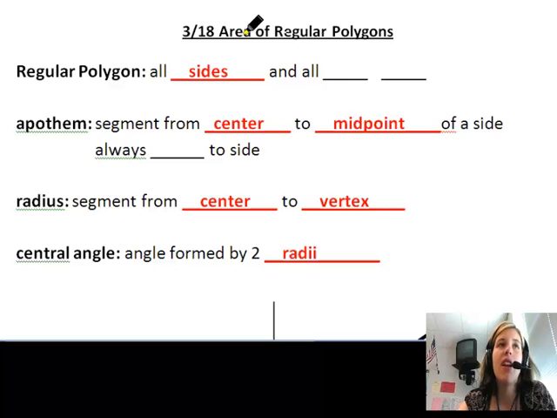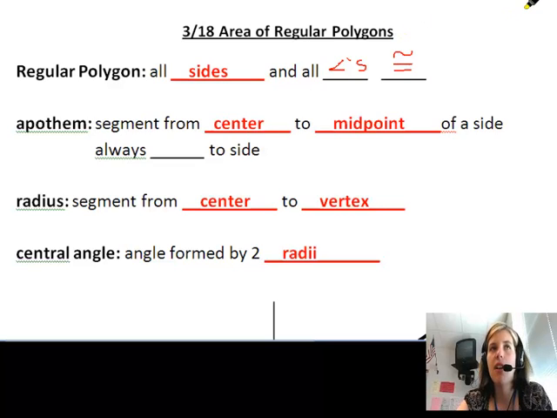We've got to know what a regular polygon is. It's a polygon that has all sides and all angles congruent. And you'll notice I typed in the word so you can make sure you can read my handwriting there. So if we're thinking quadrilaterals, a rhombus has all sides congruent, but it does not necessarily have all angles congruent. So only a square would be considered a regular quadrilateral there.